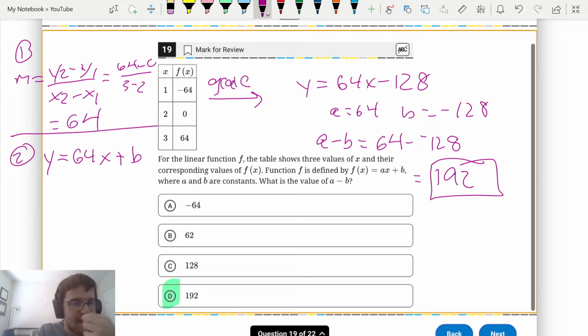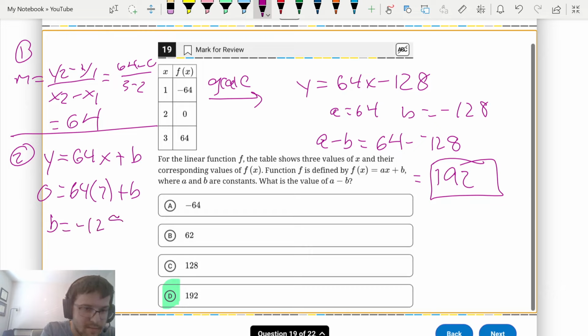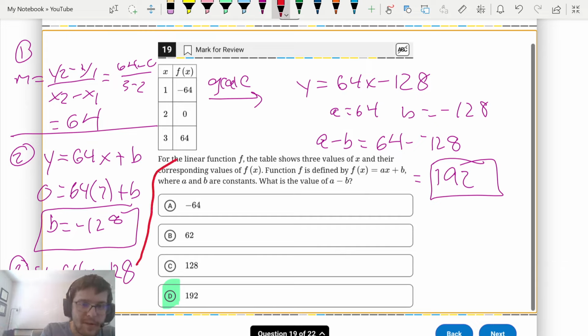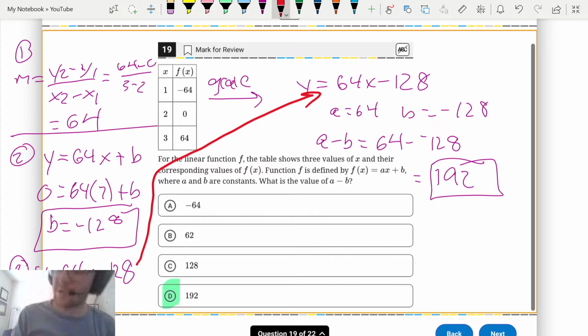Okay, so now I'm going to plug in any point I want and solve for b. So I'm going to use 2 comma 0. So 0 equals 64 times 2 plus b. 64 times 2 is 128. Subtract it to the other side, and I get b equals negative 128. And step 4 is to write the full equation. So I get y equals 64x minus 128. And now I go up here and do everything we just did. Again, you see, much faster if you have the calculator program, right? So that might be something you want to look into getting.